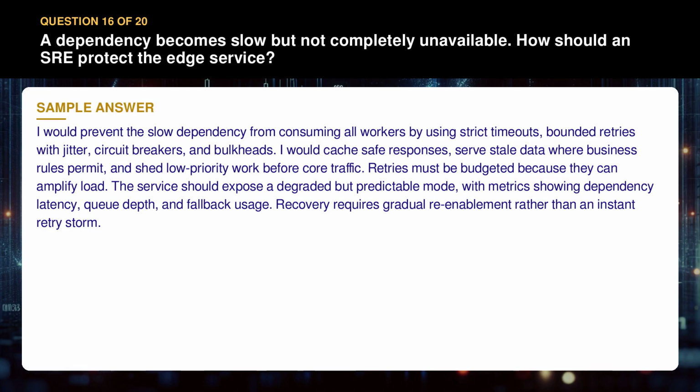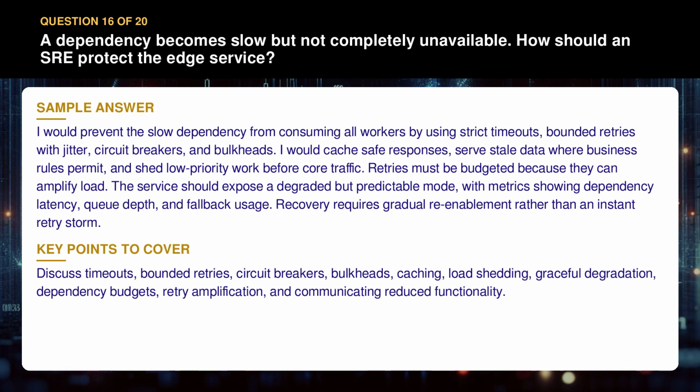The service should expose a degraded but predictable mode, with metrics showing dependency latency, queue depth, and fallback usage. Recovery requires gradual re-enablement rather than an instant retry storm. Discuss timeouts, bounded retries, circuit breakers, bulkheads, caching, load shedding, graceful degradation, dependency budgets, retry amplification, and communicating reduced functionality.